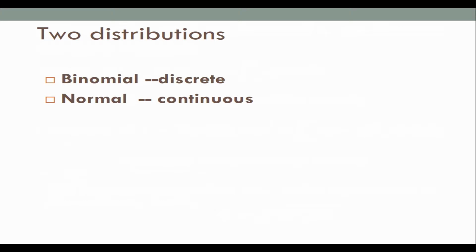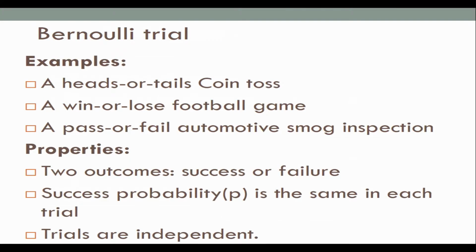So far, we have talked about 2 types of random variable. Next, I'm going to talk about 2 important distributions. The first one is the binomial distribution. This is for a discrete random variable.